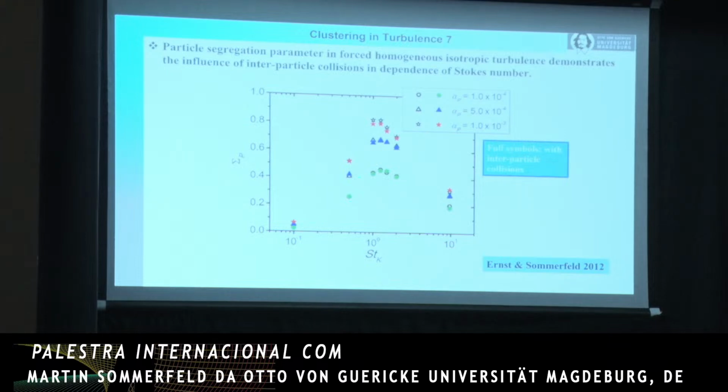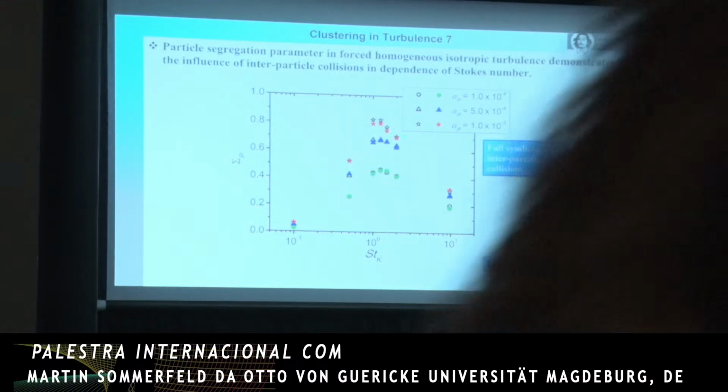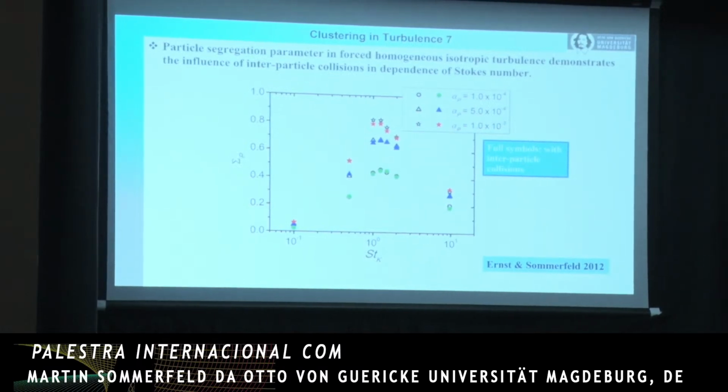So you see here the low volume fraction, there's hardly any difference. Collisions are not important. Then the blue, also not very much. But here you see that the red symbol, or the closed symbols, are with interparticle collision. Interparticle collision tends to reduce the segregation parameter, which means it's a dispersive effect. Unfortunately, we would have liked to go to higher volume fractions, but at that time the simulation was still too expensive, although we used it for point particles.